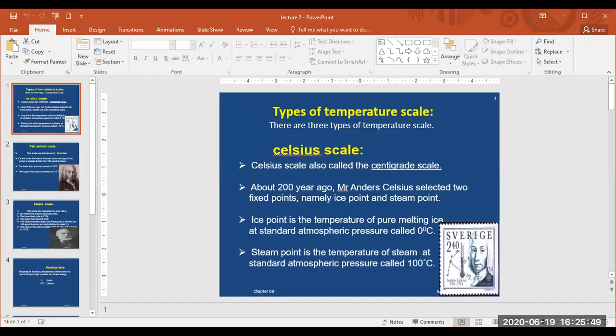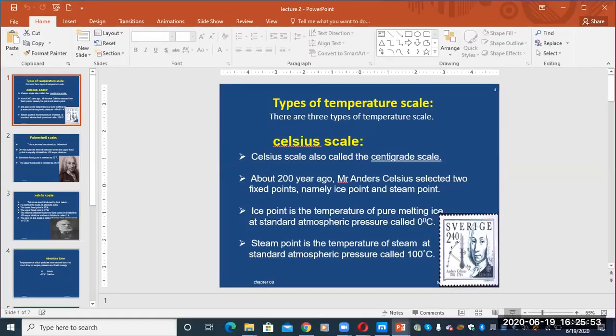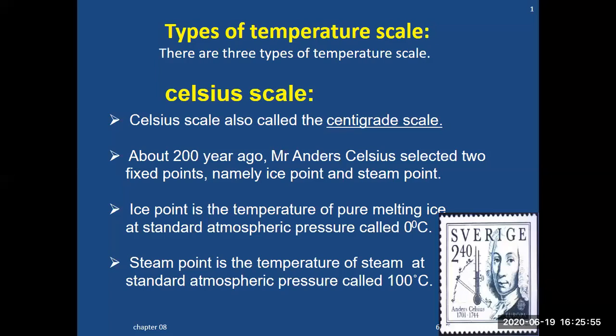During the previous class, we studied thermometric substances and discussed the upper and lower fixed points. Now, during this class, we are extending our topic to the next one. These are the types of temperature scales. There are three types of temperature scales. Number one is the Celsius scale, also called the centigrade scale.